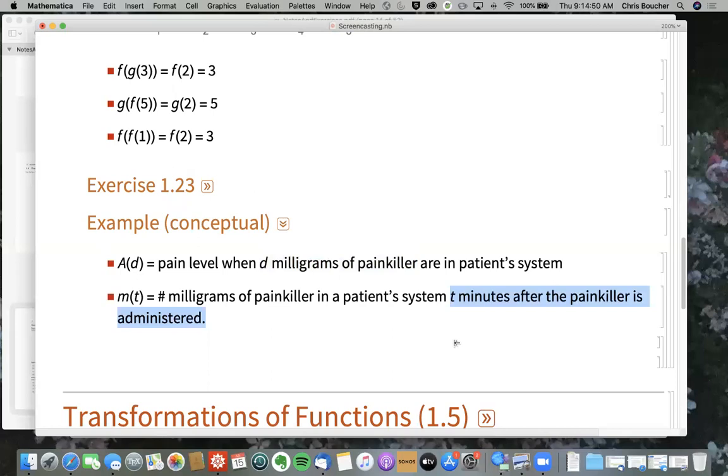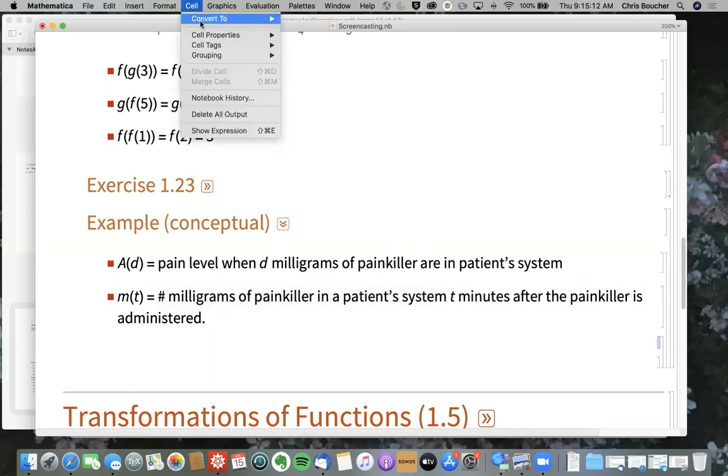So notice the different variables measure different things. d measures how many milligrams of the painkiller. t measures how long it has been since the painkiller was administered. And the output of this function is the number of milligrams in the system, right? So the number of milligrams is a function of the time since the painkiller has been administered.